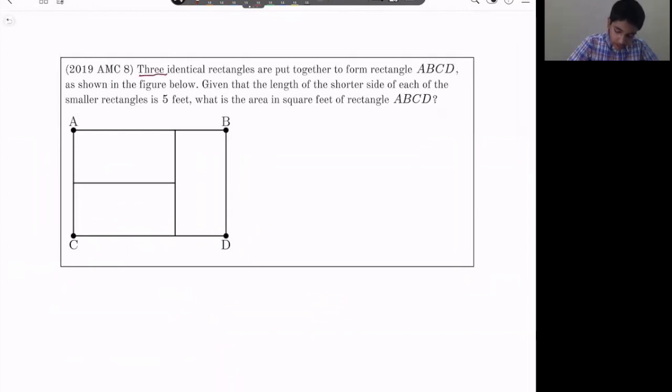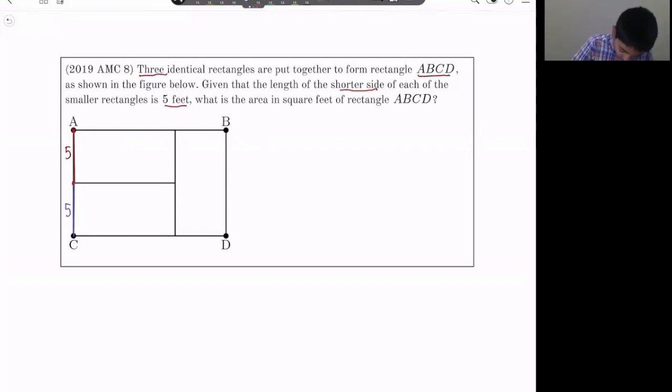3 identical rectangles are put together to form rectangle ABCD, as shown in the figure below. Given that the length of the shorter side of each of the smaller rectangles is 5 feet. So a key thing to geometry is whenever you have a diagram and you get information, it's always good to label, put everything on the diagram so you can just work with the diagram. So the shorter side of each of the small rectangles is 5. So this is 5 from here to here. So this length is 5. This length is also 5.